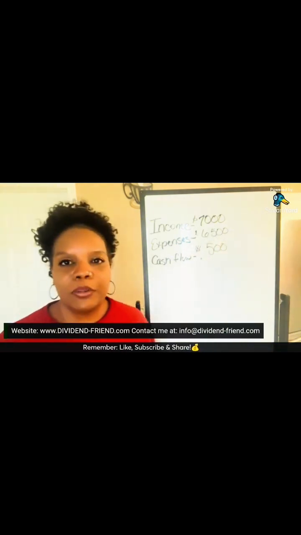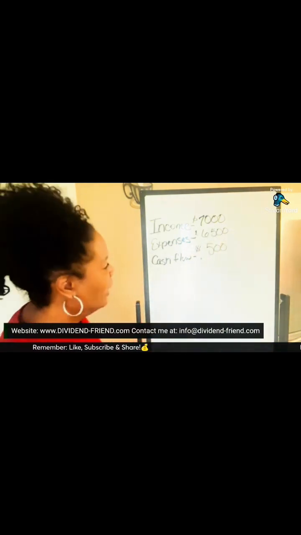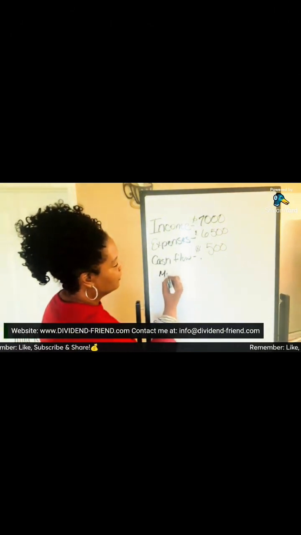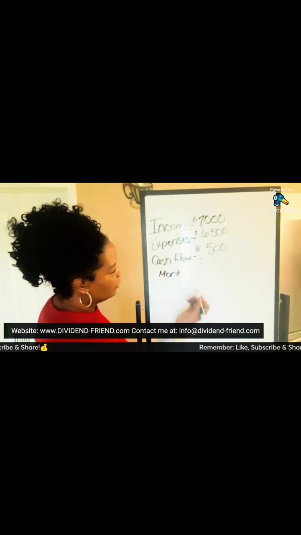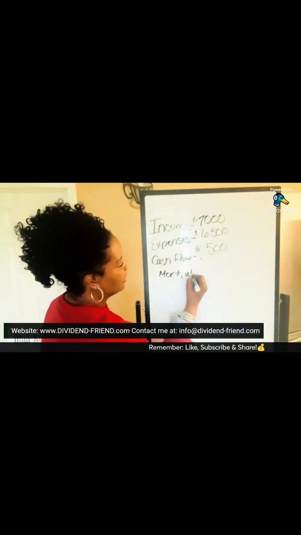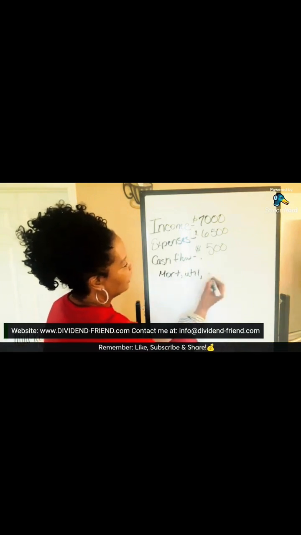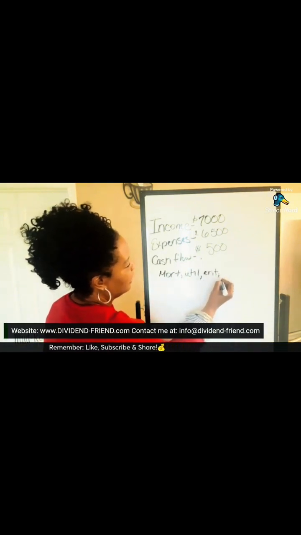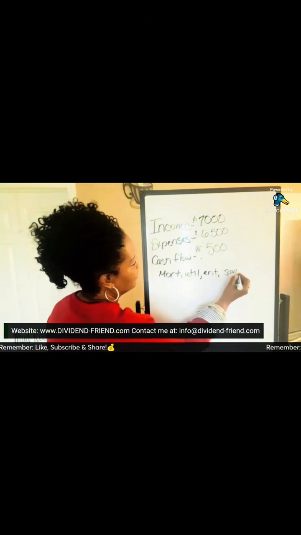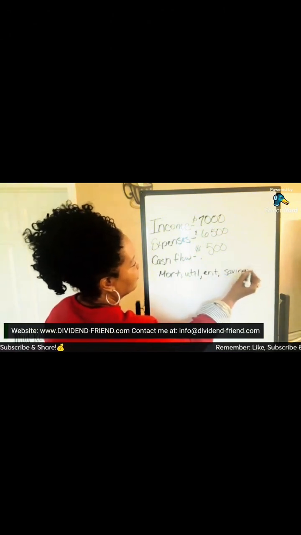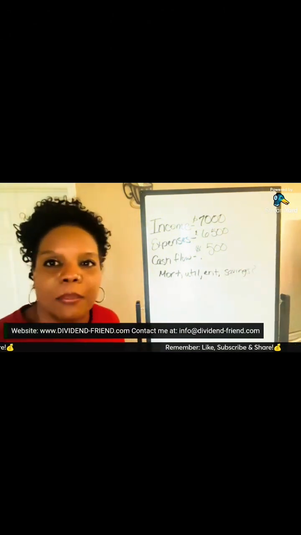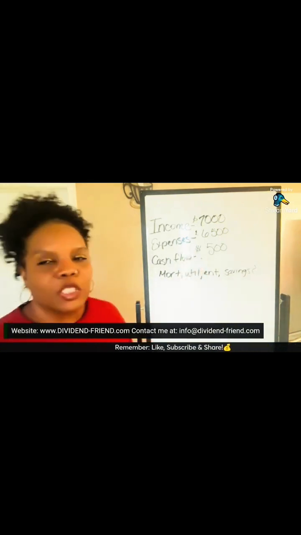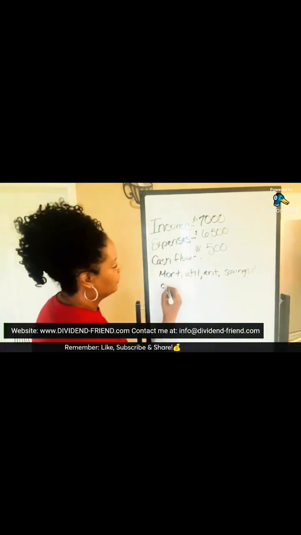See that $6,500? Where is it going? Does it have your mortgage in there? If you're a renter, it's okay, your rent. Does it have your utilities in there? Does it have your entertainment in there? Does it have your savings in there? I want you to look at it and think about that. But I also want to know, does it have your credit card debt in there?